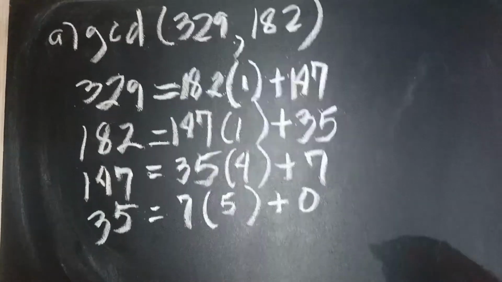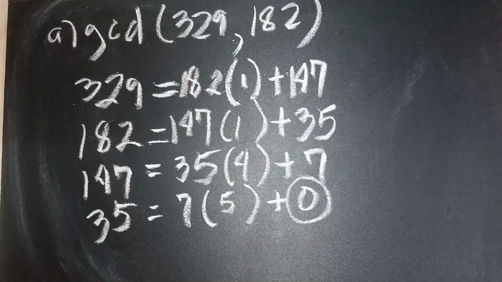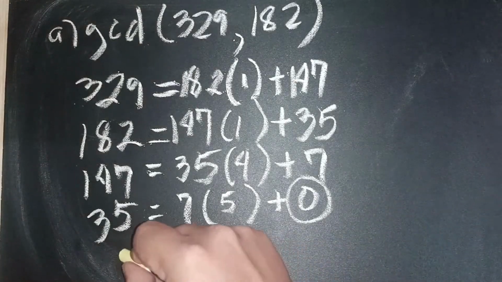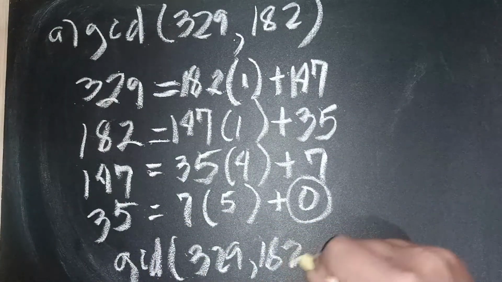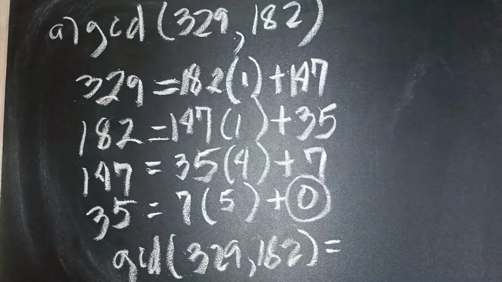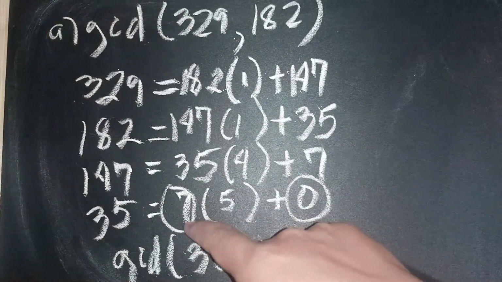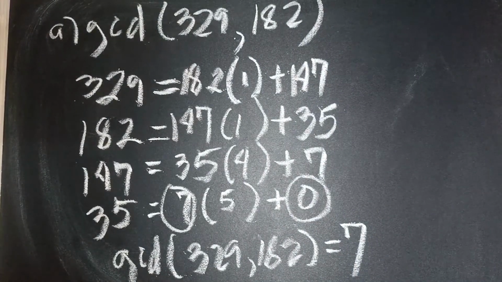Now, pag 0 na boss yung remainder, dito na tayo mag-stop. Okay? We have to stop when there is no remainder or the remainder is 0. Pag nag-0 na yung remainder mga boss, pwede na nating makuha yung GCD ng 329 at saka 182. So, ano po ba yung GCD? So, yung GCD is the last, okay, divisor. Yan yung ating GCD. Since the last divisor is 7, so the GCD of 329 and 182 is 7.